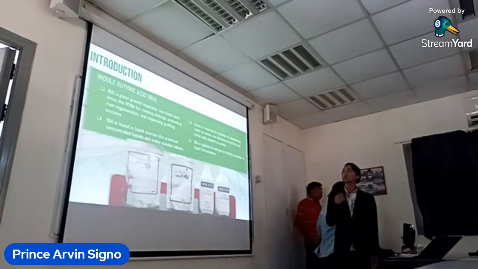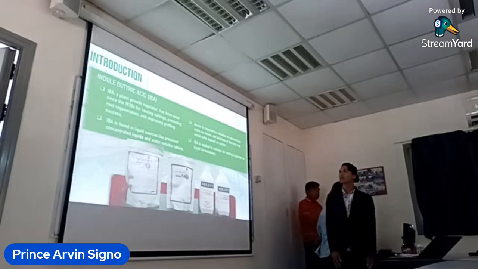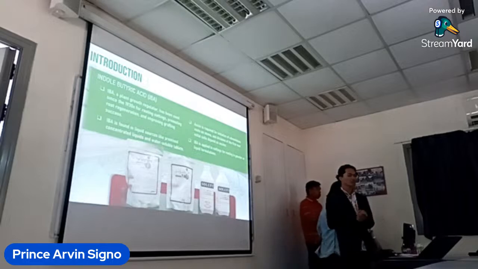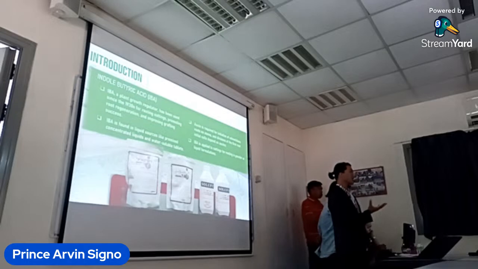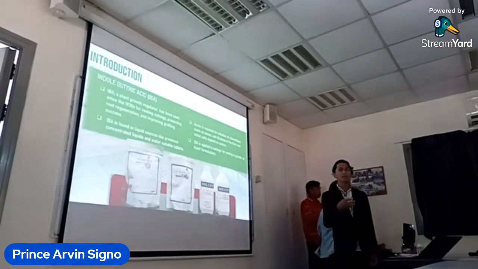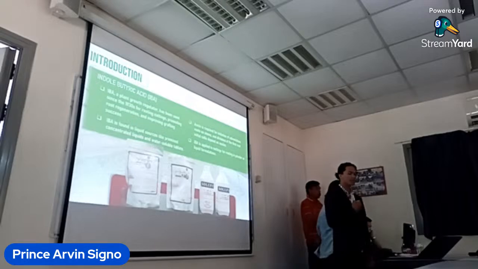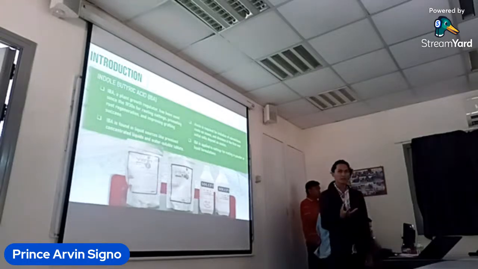So, indole butyric acid or IBA. IBA, a plant growth regulator, has been used since the 1930s for rooting cuttings, promoting root regeneration and improving grafting success. Its concentration is based on the plant type, season, and other variables. IBA is found also in liquid sources like premix concentrated liquids and water-soluble tablets. IBA dissolves in water to be more effective.